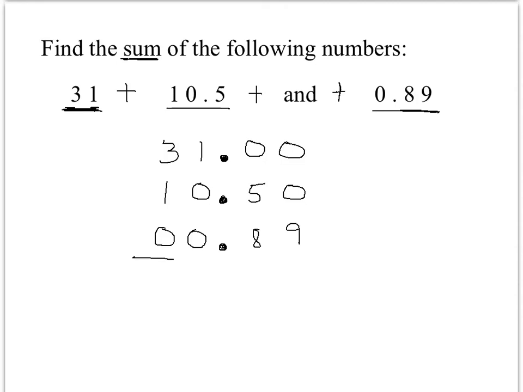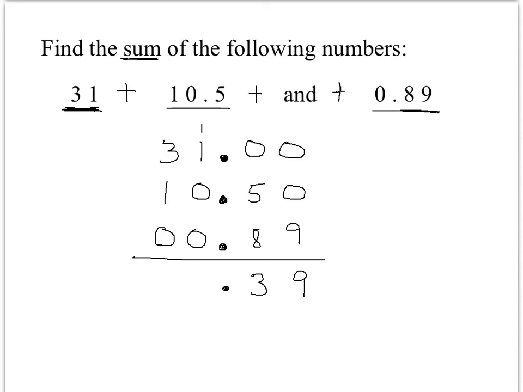Okay, so I've got all my stuff lined up. I've got all my hundredths lined up together, my tenths lined up, my ones and my tens lined up. Okay, so 0 plus 0 plus 9 is 9 hundredths. And in my tenths column, I have 5 and 8. It's 13 tenths, so that means I write down a 3 and carry my 1. And I'm going to bring my decimal straight down.